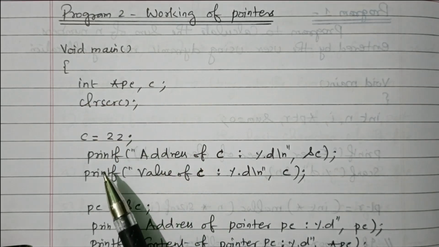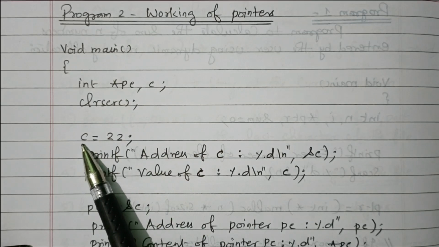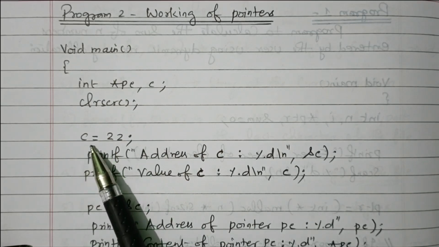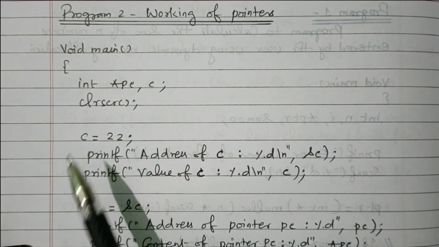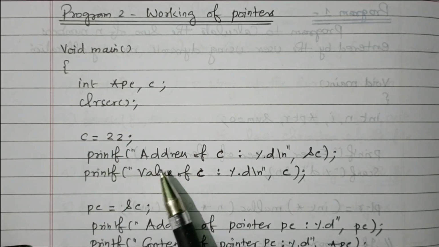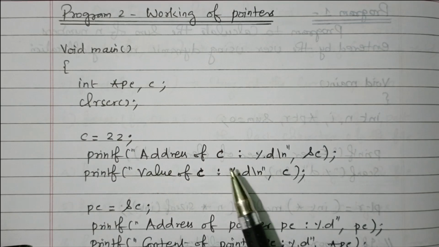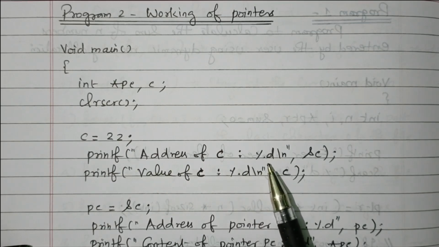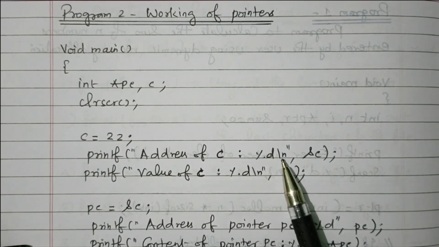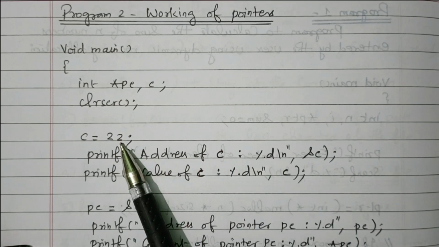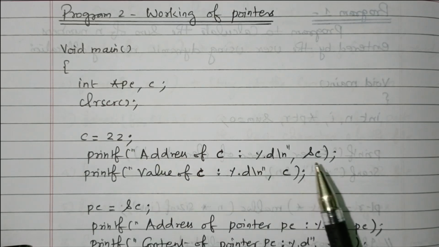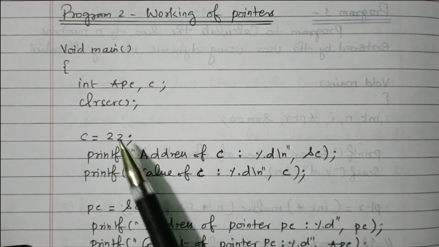After clear screen, we go to the three different sets that are available. First one is C equal to 22. We assign 22 to the variable C. Now we are printing. Printf address of C, percentage D, that indicates integer. Slash n means it will go to the next line. Address of C means it will print where this 22 is stored. It will give the address where this 22 is located.